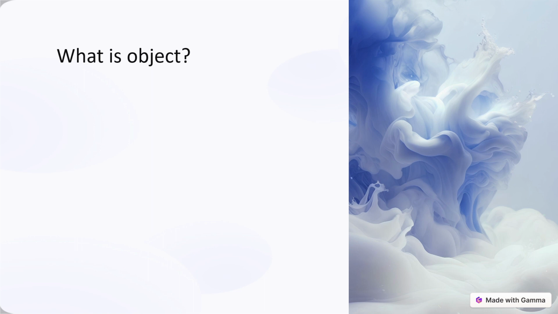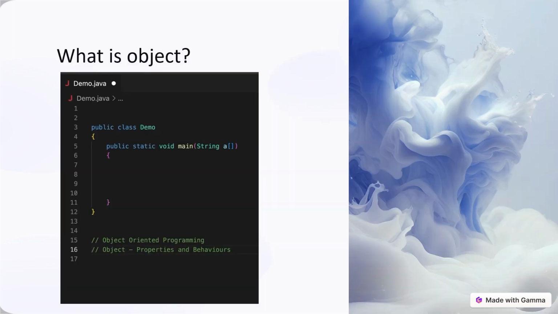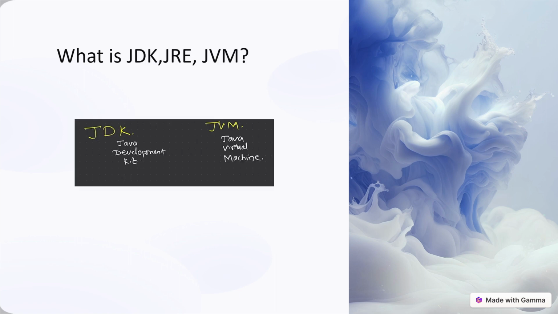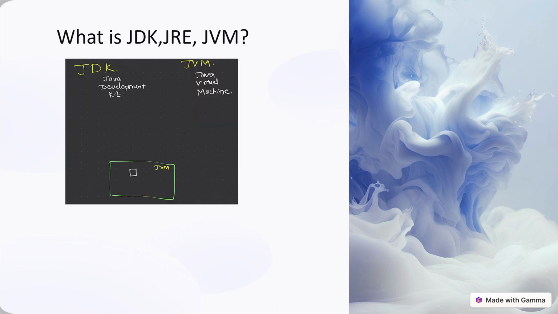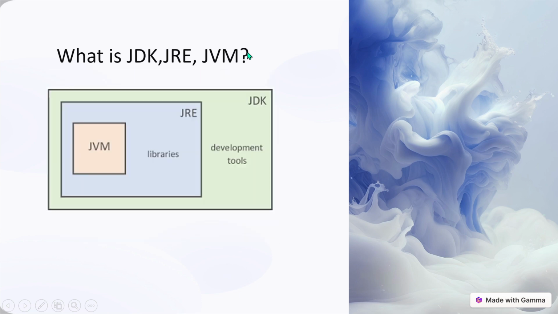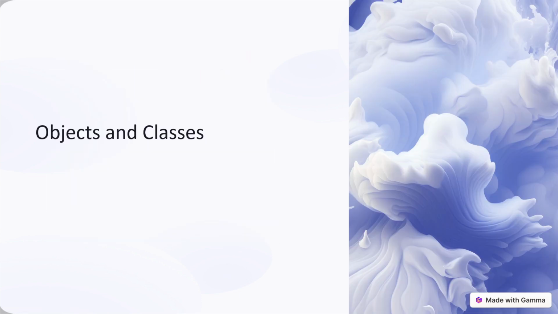What is object? What is class? And what is JDK, JRE, and JVM? These six terms you are clear now. Just please analyze a little.